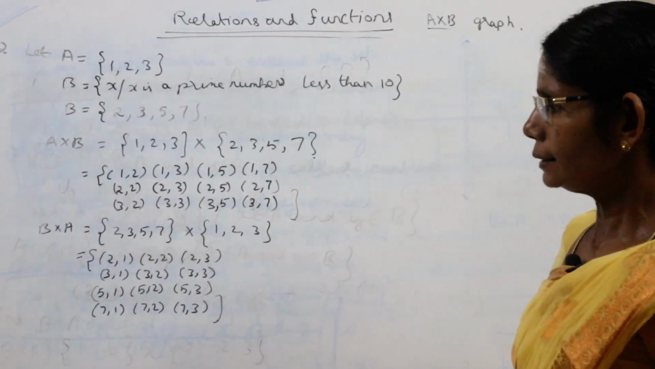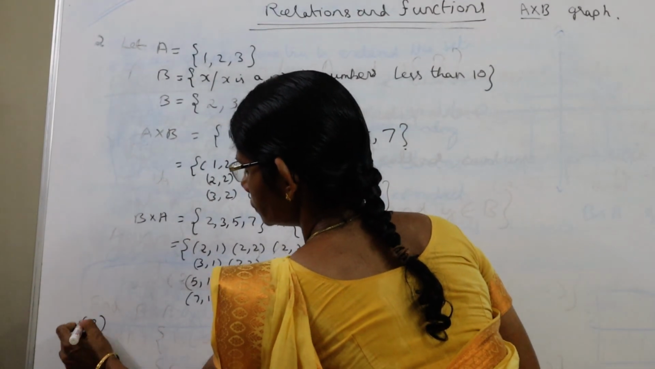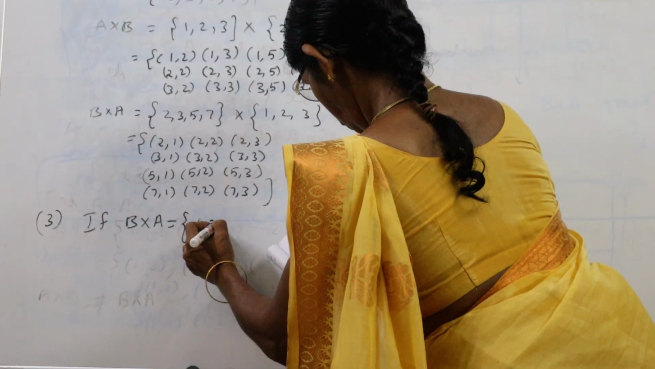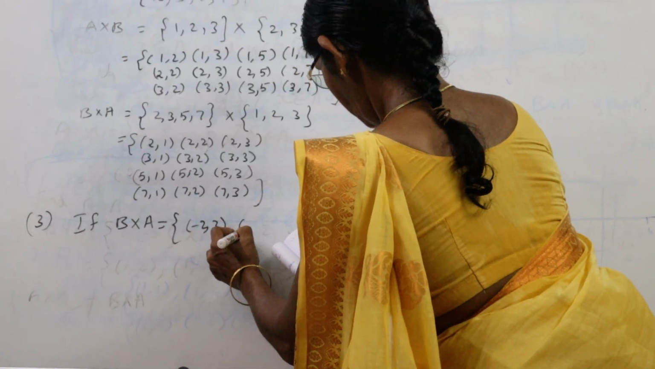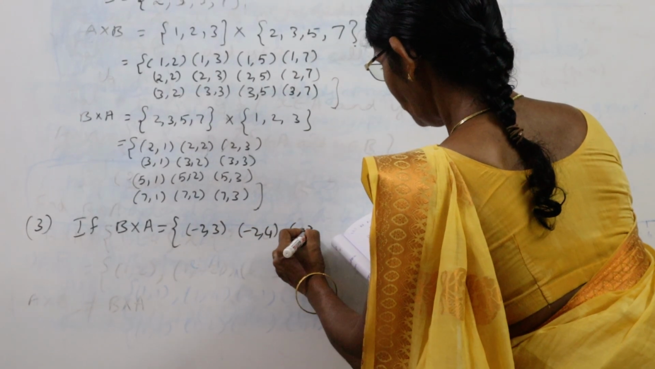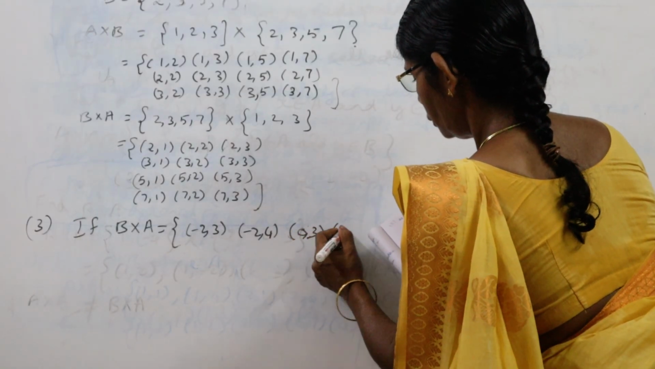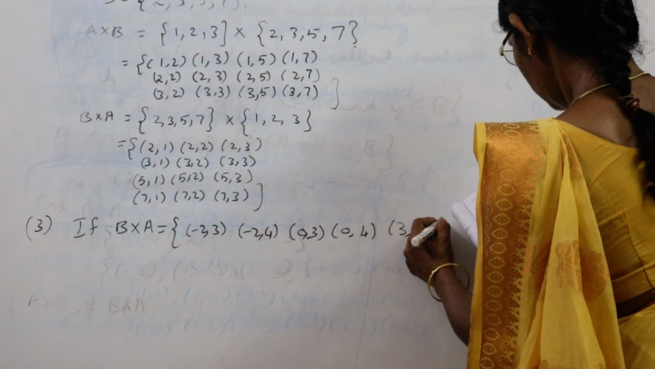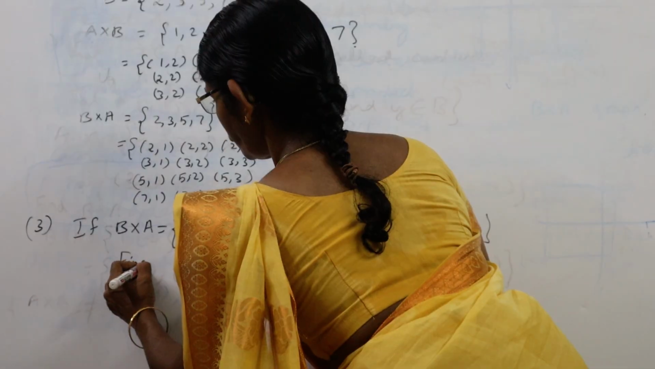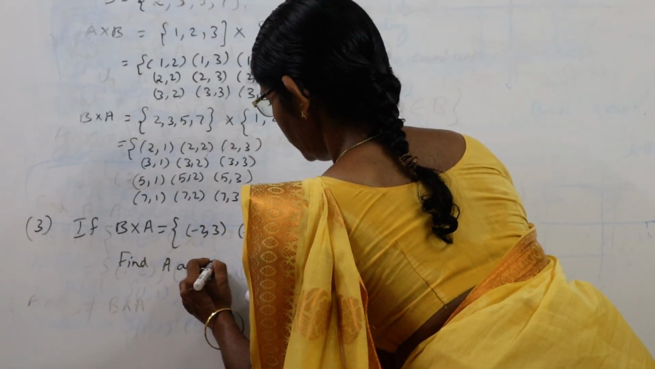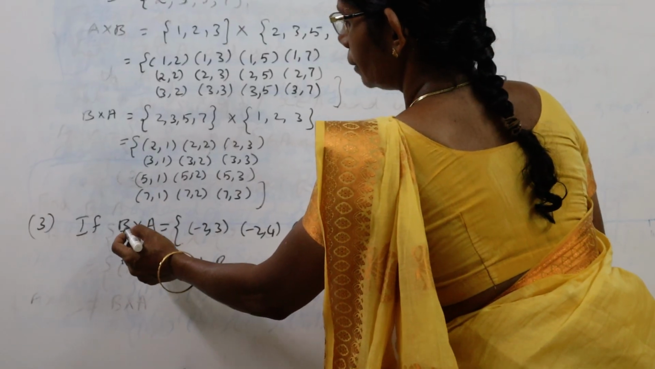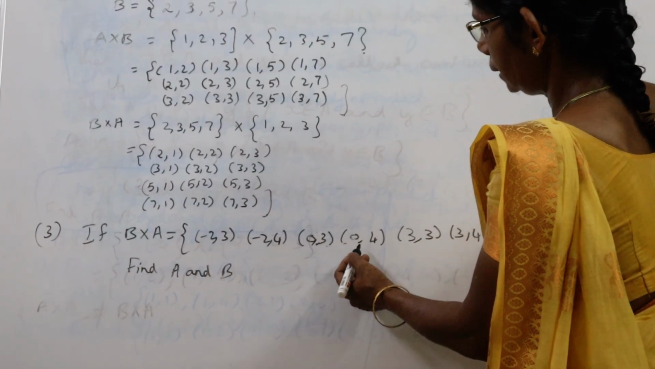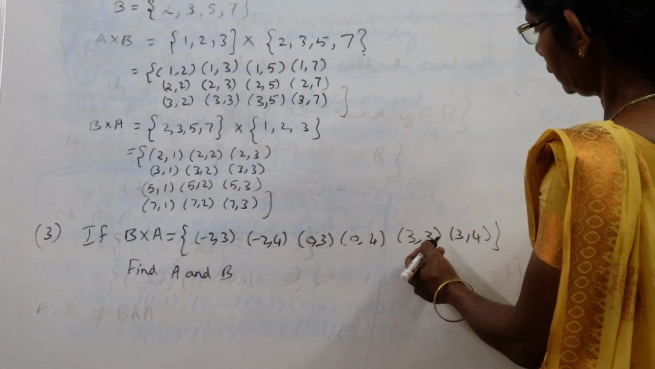Let us see another problem, the third sum. If B cross A equals {(-2, 3), (-2, 4), (0, 3), (0, 4), (3, 3), (3, 4)}, find sets A and B. Here the Cartesian product B cross A equals the set of all (-2, 3), (-2, 4), (0, 3), (0, 4), (3, 3), (3, 4).